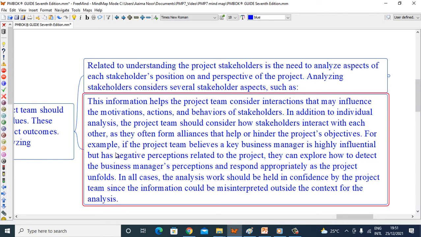For example, if the project team believes a key business manager is highly influential but has a negative perception related to the project, they can explore how to detect the business manager's perception and respond appropriately as the project unfolds. In all cases, the analysis work should be held in confidence by the project team, since the information could be misinterpreted outside the context of the analysis.